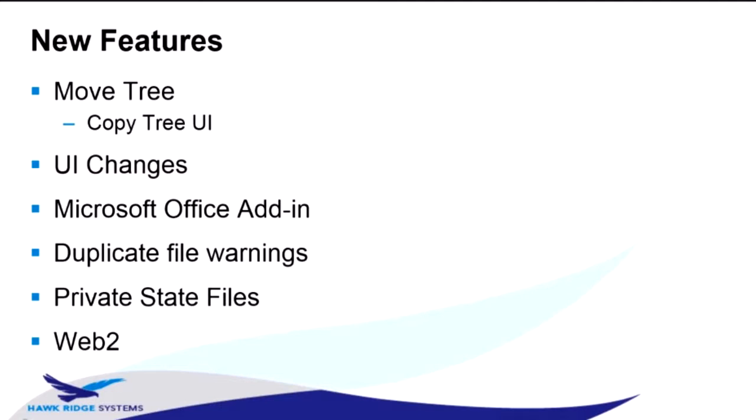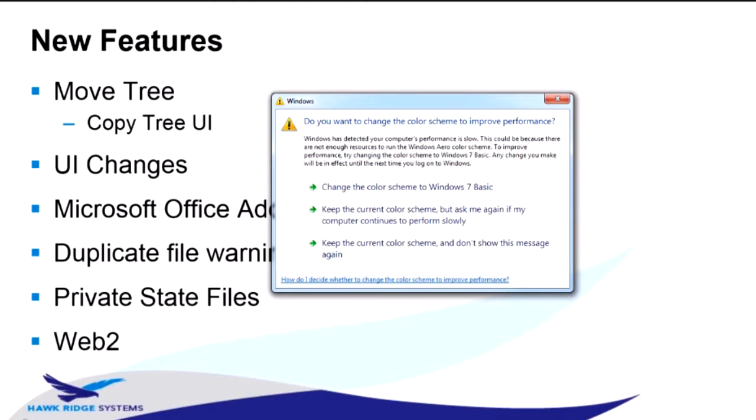about that. As well as duplicate file warnings, getting a warning if you're adding a file into the vault that already exists with the same name, as well as looking at private state files. We'll talk about what that is in a little bit, as well as the Web 2 interface, which is a pretty exciting new addition to Enterprise PDM, giving you access to your vault via mobile devices or any web browser, really. So pretty cool integration there. We'll talk about that towards the end. But first I want to talk about this move tree.